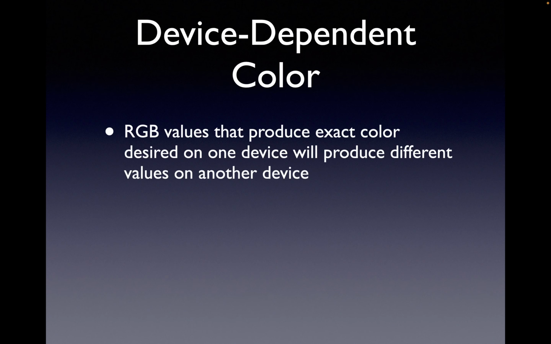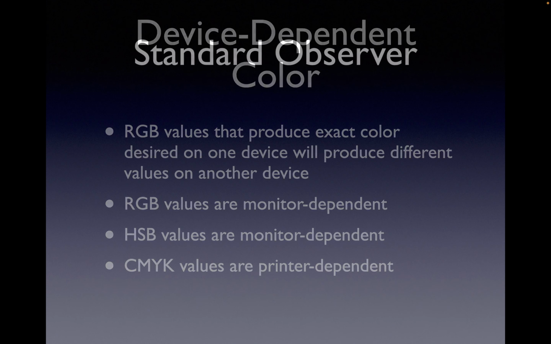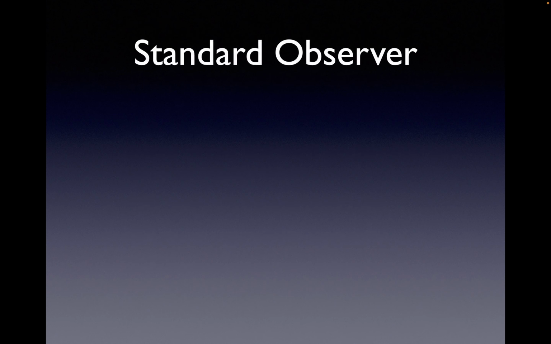That is not color managed workflow. So you see it on your monitor, you get what you want on your monitor, and then you go to print it out, and it doesn't look like your monitor. That's the problem we're trying to solve here. RGB values are monitor dependent. HSB values are also monitor dependent. CMYK values are printer dependent. So how did they fix this problem?